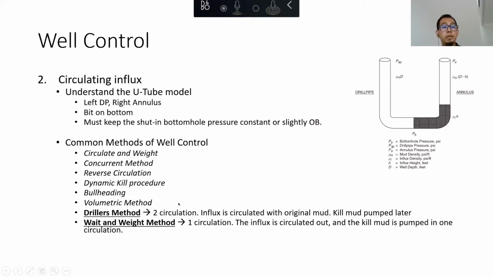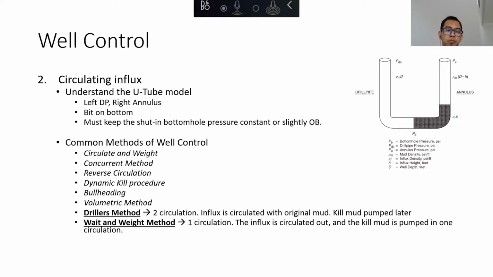And then common methods of well control. I think there are some more than this. There are 8: circulate and wait, concurrent method, reverse circulation, dynamic kill procedure, bullhead, volumetric method. Driller's method and wait method are the 2 main or commonly used well control methods in the IADC guidelines and in the world of drilling operation right now.